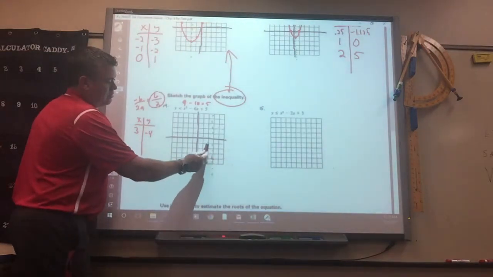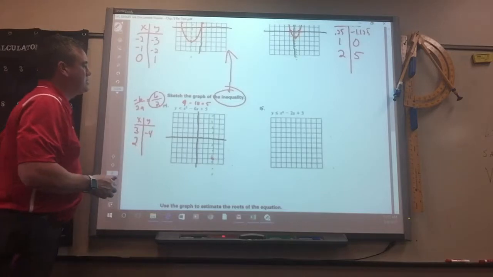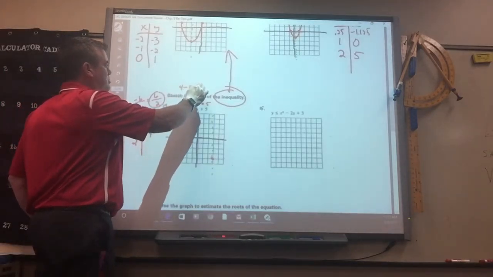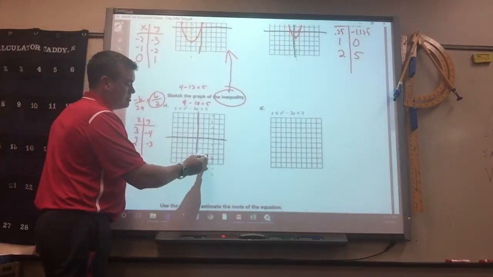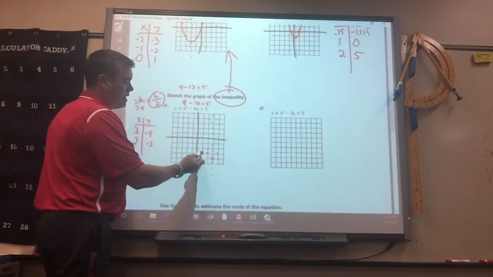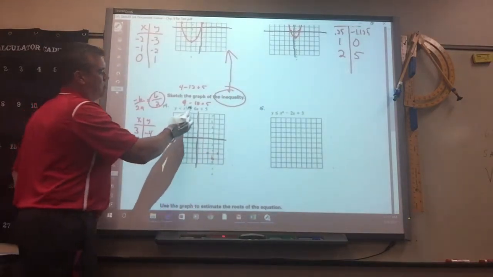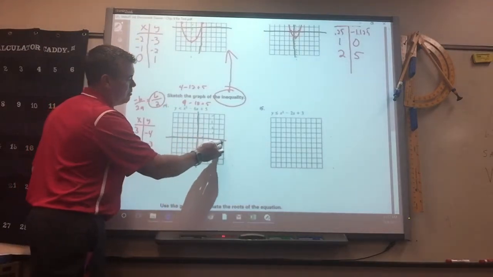So then I just slide over this way. I could put 2 in next. So that'd be 4 minus 12 plus 5, that's negative 3. So 2 over 3 down, flip it over. And then I could put 1 in. And I get 0. 1 over 0 up, flip it over.